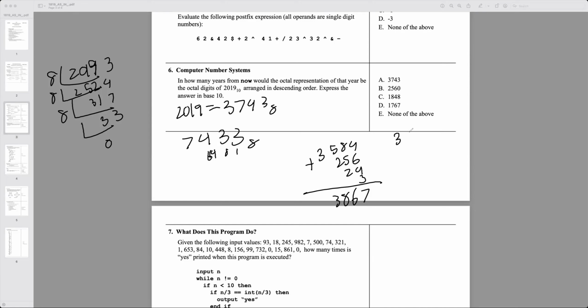And 3867 minus 2019 is going to be 1848. You might be wondering, shouldn't the answer have been 3867? Well, no, because they asked for the difference from now. So it'd be 3867 minus 2019 because that checks how far it is from now. All right.